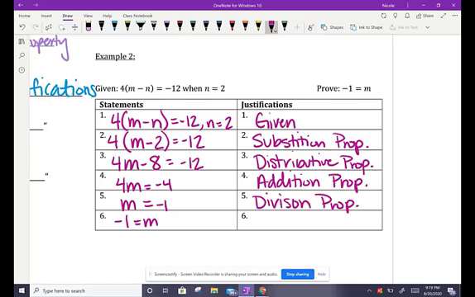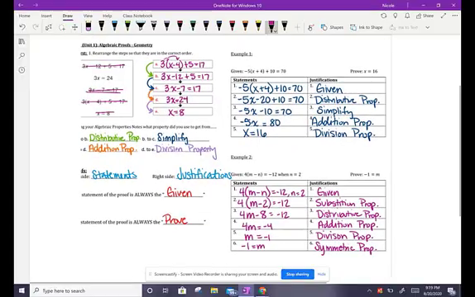Now this last piece, I've got m in statement number 5. I have m on the left-hand side, but in statement 6, I have m on the right-hand side. It's like they are symmetric of each other. They're the same, but they're not identical on the left and right-hand side of the equal sign. So they are symmetric. So the symmetric property. And that is your introduction to proofs.